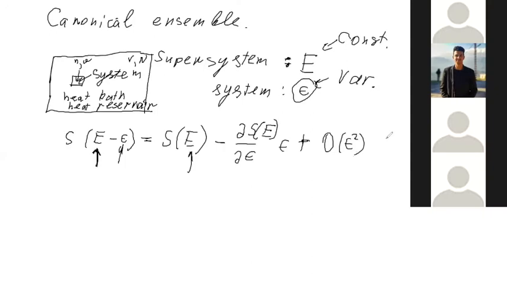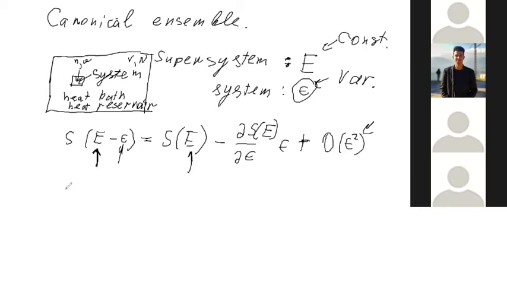So this is the correct Taylor expansion, and we omit terms which go as epsilon squared. Why? Because we are considering a very large system. Suppose that the heat bath is the size of the universe, and this little system is a cup of coffee on your table. In that case, this E is huge, how much energy there is in the universe, but epsilon is a very tiny number. Therefore, these orders we can neglect. All right, is it clear?